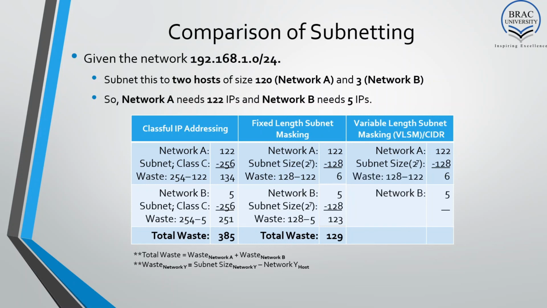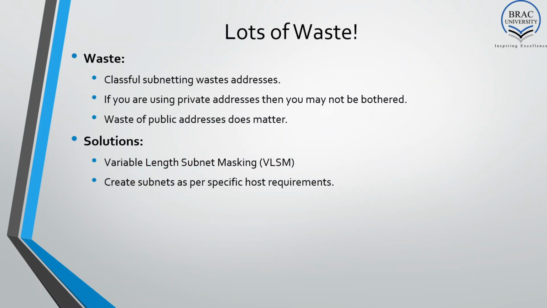And for network B, because it's variable length subnet masking, to satisfy 5 hosts I need only 8, which is 2 to the power 3, right? So the waste now is only 3, and the total waste came down to 9 only. See, as you can see, the waste came down all the way from 385 to only 9. So this is the minimum number we can reach with VLSM. There is still going to be waste, so VLSM does not nullify waste. It minimizes the IP waste, right?